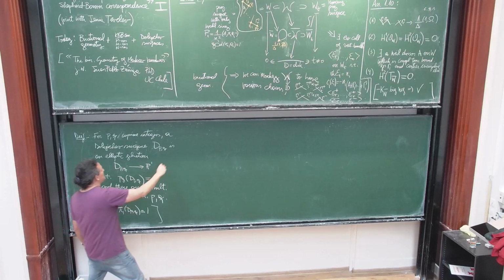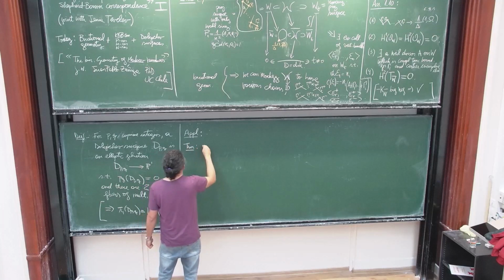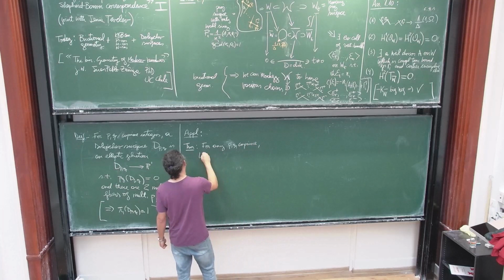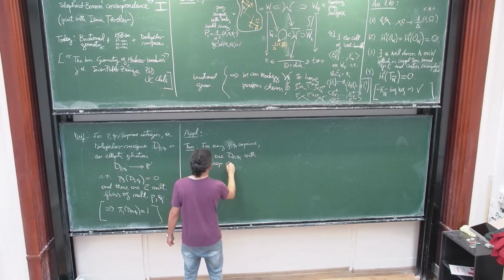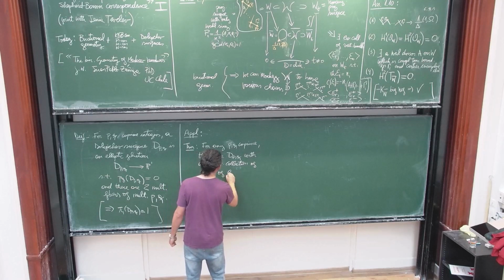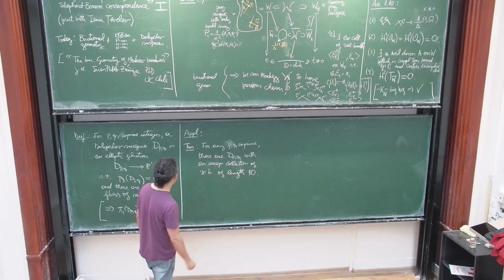And now an application is that there are D_{p,q} with an exceptional collection of line bundles of length L. For each of them, we have that collection, and that comes from this. And I will construct the situation in a moment.